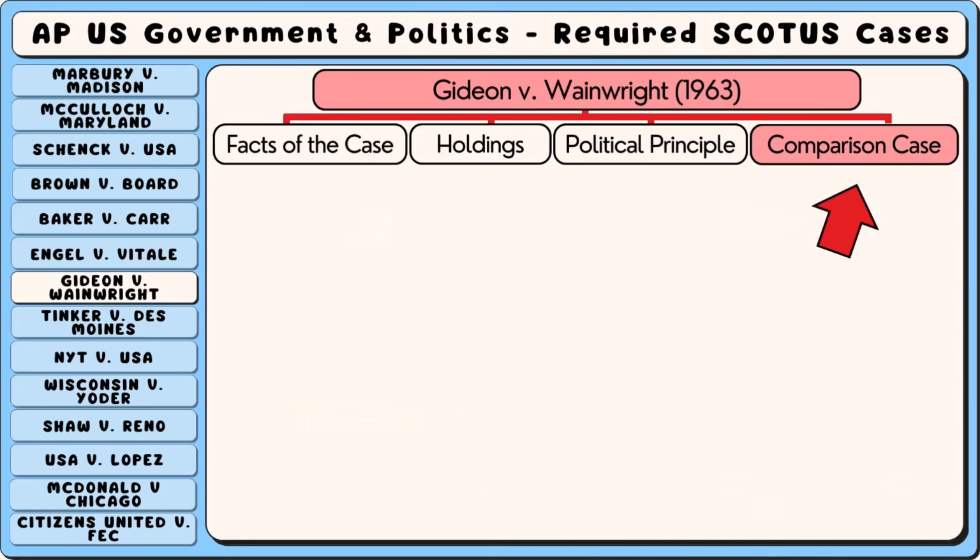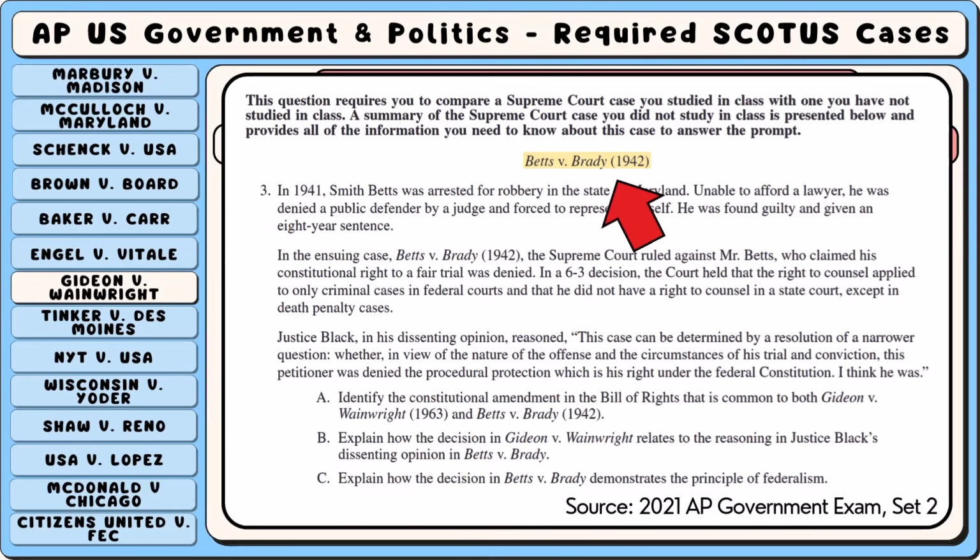Now let's look at a comparison case to see how you could compare Gideon versus Wainwright to another case in the exam. We will use Betts versus Brady from 1942, which was the non-required case that students had to compare to Gideon versus Wainwright in the 2021 AP exam. Students had to identify the common constitutional amendment in the Bill of Rights between the two cases, and then were presented a question about the holdings.